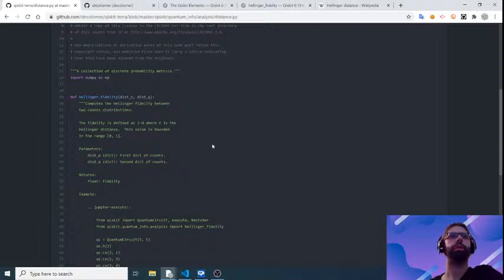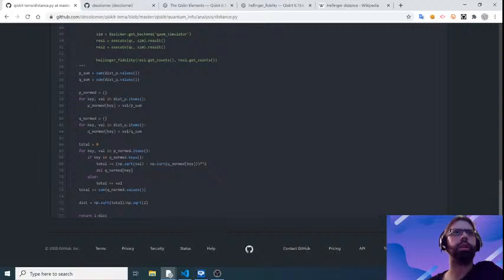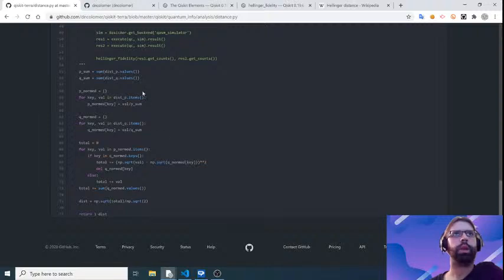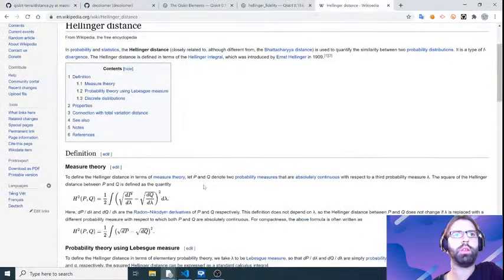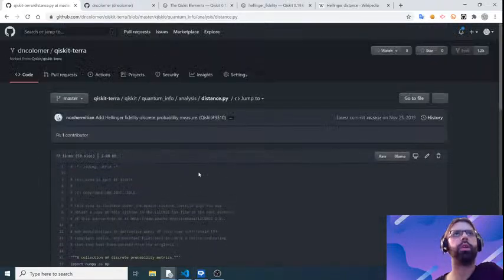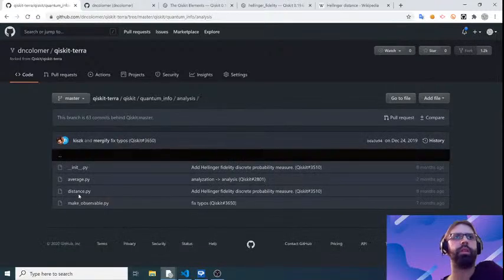It's pretty crappy. Anyway, so we've got the Hellinger fidelity in here. I'm not interested in how this is calculated right now. It calculates the sum of values, and it basically seems like it's calculating the square root of these minus these. Okay, it's a distance. It's how to calculate how similar two different probability distributions are to each other. So there's some analysis and stuff.